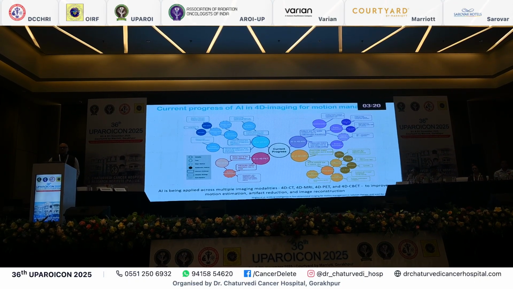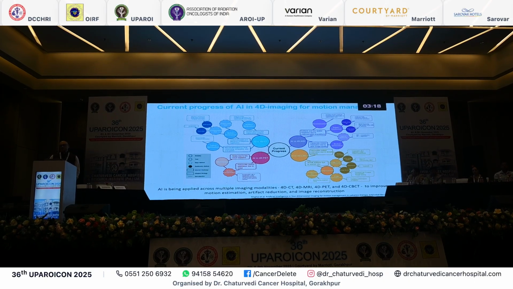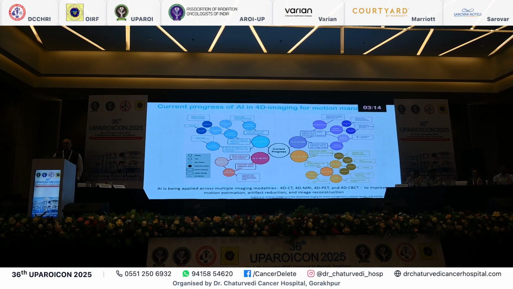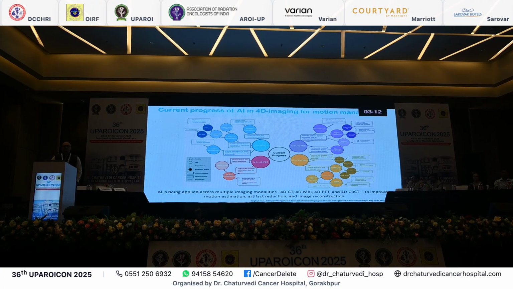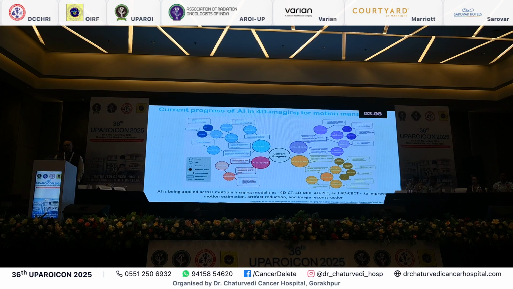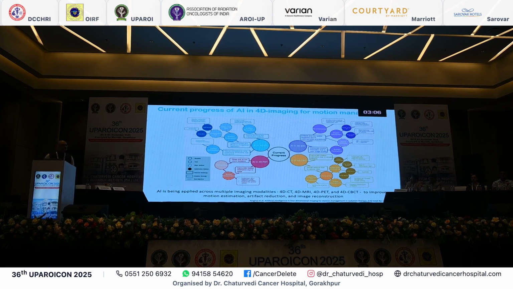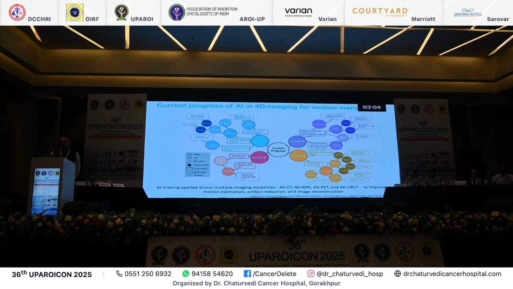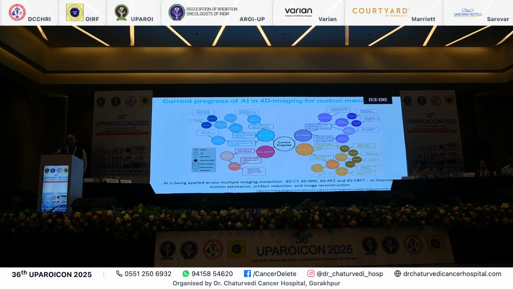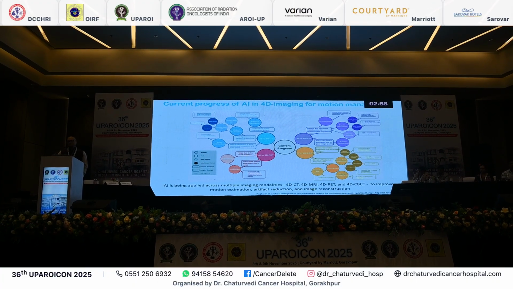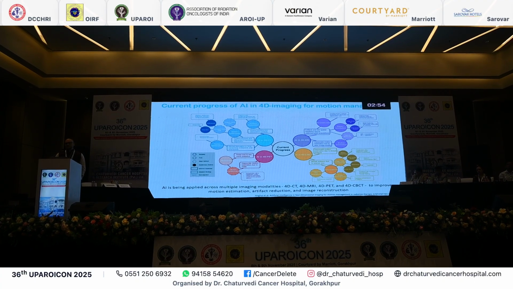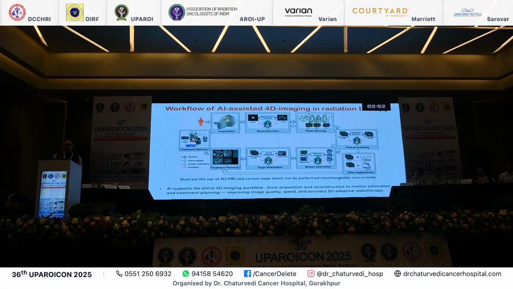The progress of AI in 4D imaging: as we all know, AI is now in 4D CT, 4D PET and 4D MRI. And all these ultimately help in improving motion estimation, artifact reduction and image reconstruction. We are also in the process of moving in this direction. Our first PET CT for biological planning is under installation, and there is an AI solution for radiotherapy planning in this.